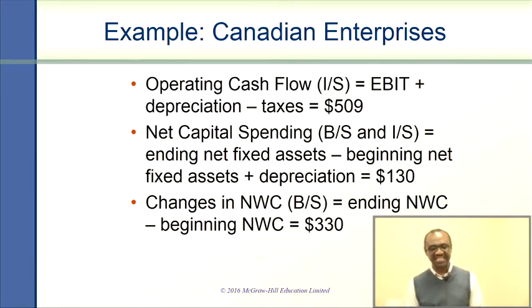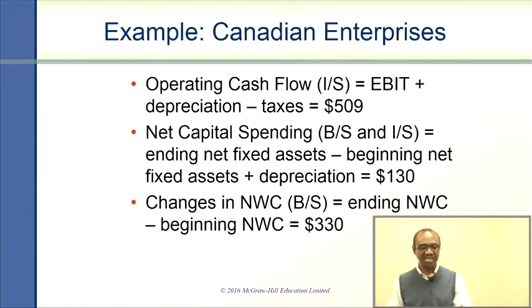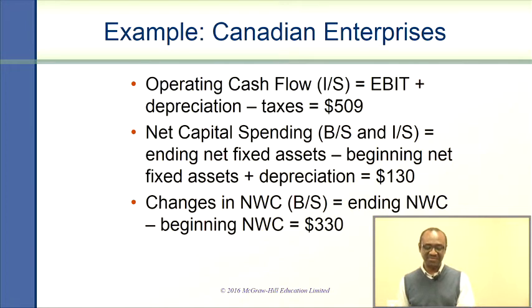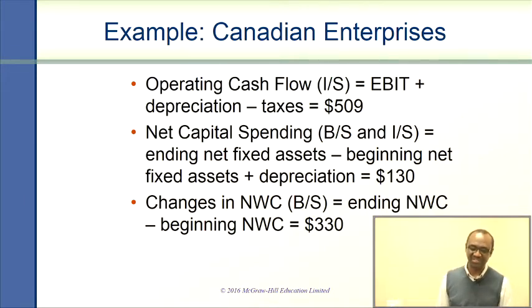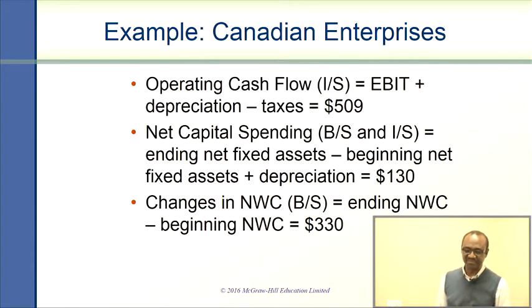And then we have the net capital spending. Again, it's looking at the balance sheet item and the income statement item. Here we're looking at the ending net fixed assets, so in this case it would be the 2015 figure minus the beginning, which is the 2014 figure, net fixed assets. But we add back depreciation in the period, and the difference in terms of net capital spending is 130.